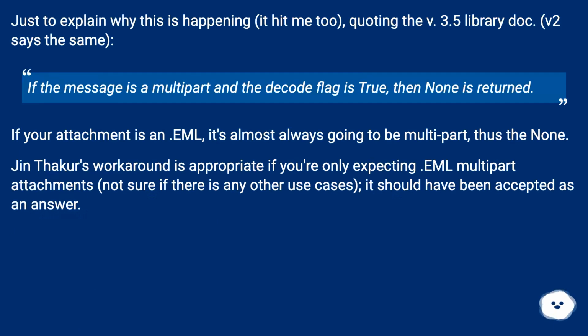Just to explain why this is happening, it hit me too, quoting the v3.5 library doc. v2 says the same. If the message is a multipart and the decode flag is True, then None is returned. If your attachment is an .eml, it's almost always going to be multipart, thus the None.